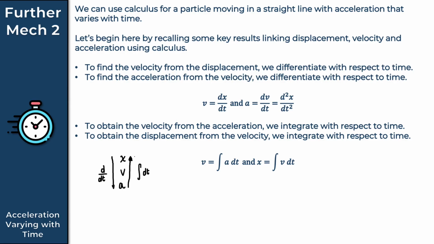So for example, if you have the displacement and we want the velocity, we would just differentiate the displacement with respect to time t, and that would give us the velocity, as we've just seen. Same again for the acceleration, that is dv by dt. If you want the velocity and you're given the acceleration, all we do is integrate the acceleration with respect to time t.